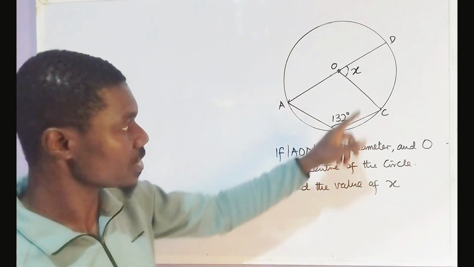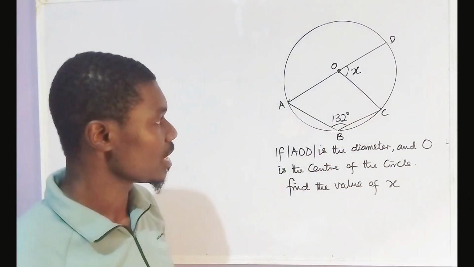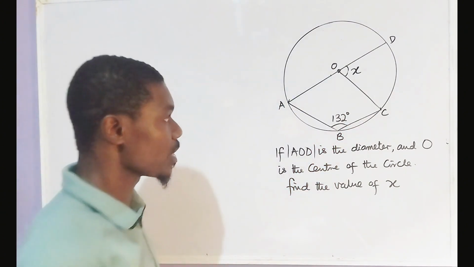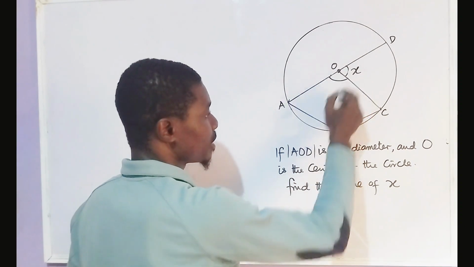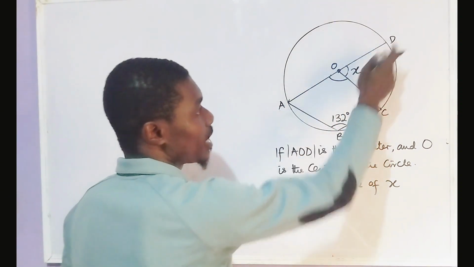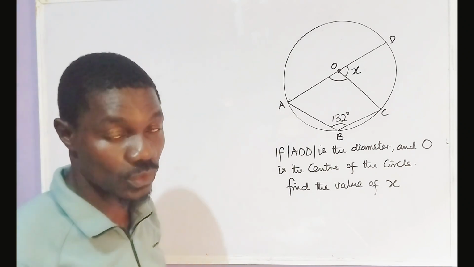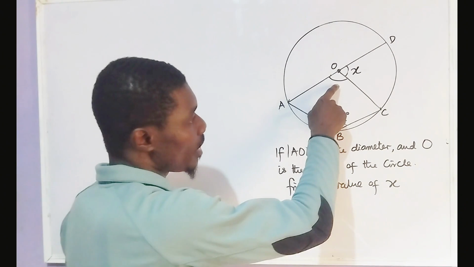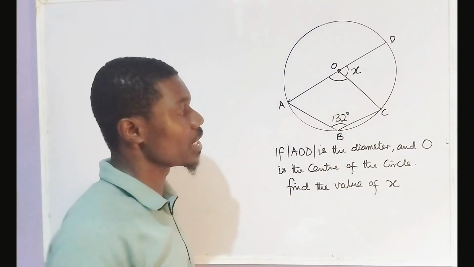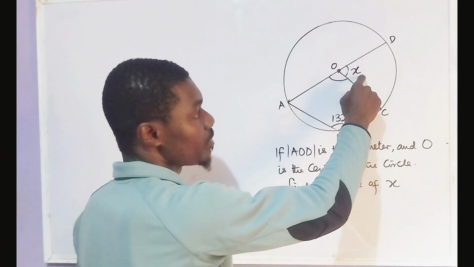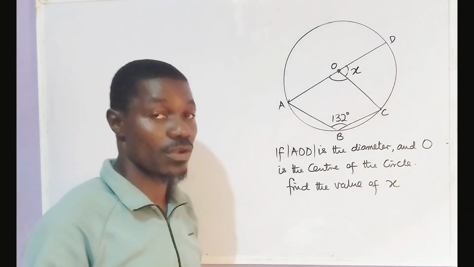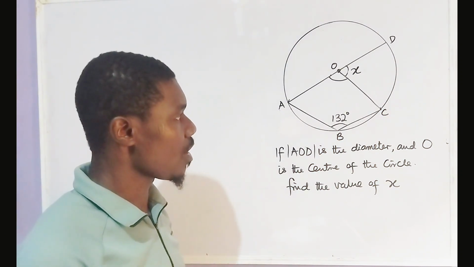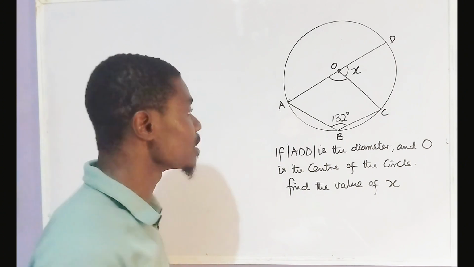Now for us to get the value of x, it's very important that we find this angle here, since we are told that from here to here is the diameter of the circle, which tells us that it's a straight line. So we need to find a particular angle here that supplements x, that will give us 180, but we don't have it. Okay, all right, then I thought of something.